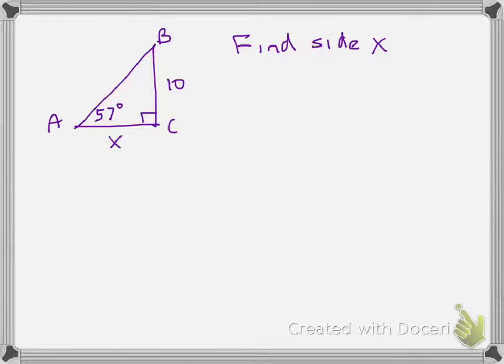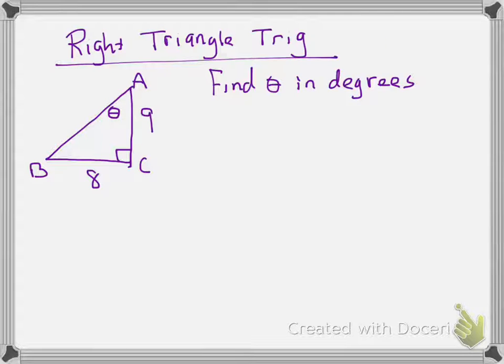All right, so we've got some information. How can we find that missing side length? All right, so the first one that we're going to work on is how do we find this angle theta in degrees given this information.